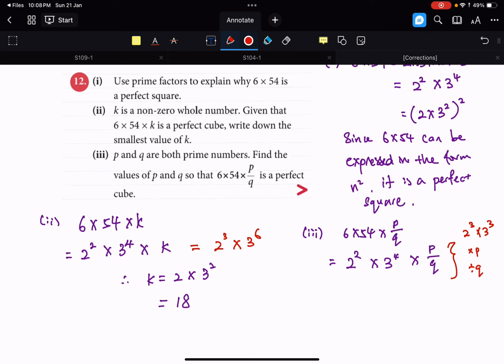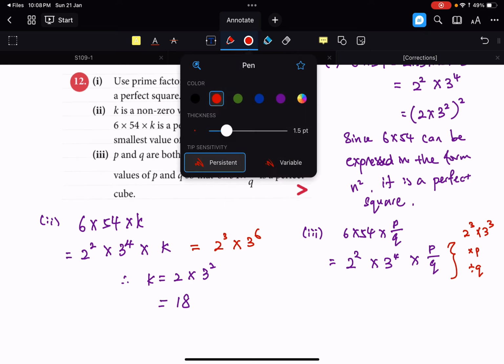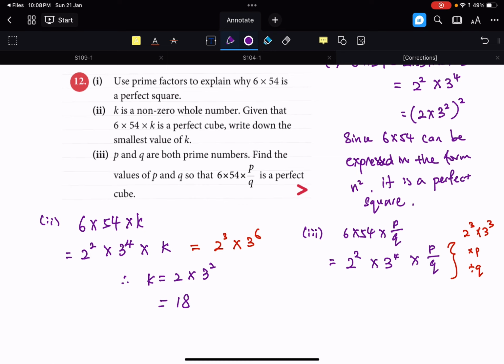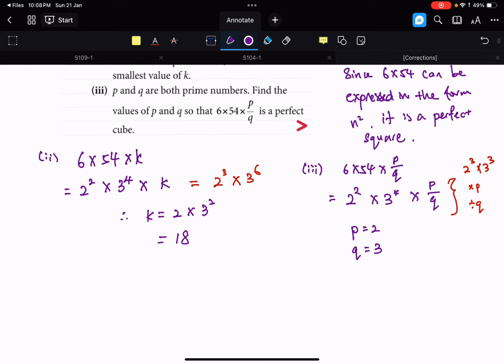So just a quick comparison, we will have the answer already. So we need to multiply by 2, so P is equal to 2. And we need to divide by 3, so Q is equal to 3. Right? So that's how you can actually show your presentation. Now moving on to the next one.